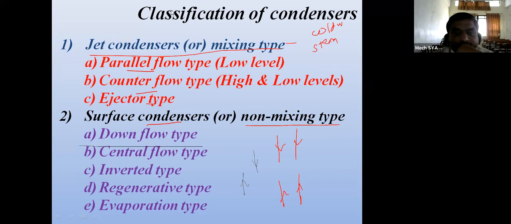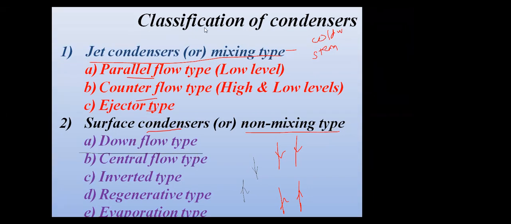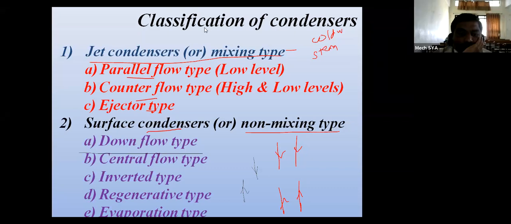Surface type of condenser means what? Heat exchange is taking place, but there is no direct contact between the cooling water and the exhaust steam. The exhaust steam and cooling water do not mix with each other, only heat transfer takes place. Those types of condensers are called surface condensers. There are different types of surface condenser: down flow, center flow, inverted type, regenerative, and evaporative type. All these condensers we have to study today.